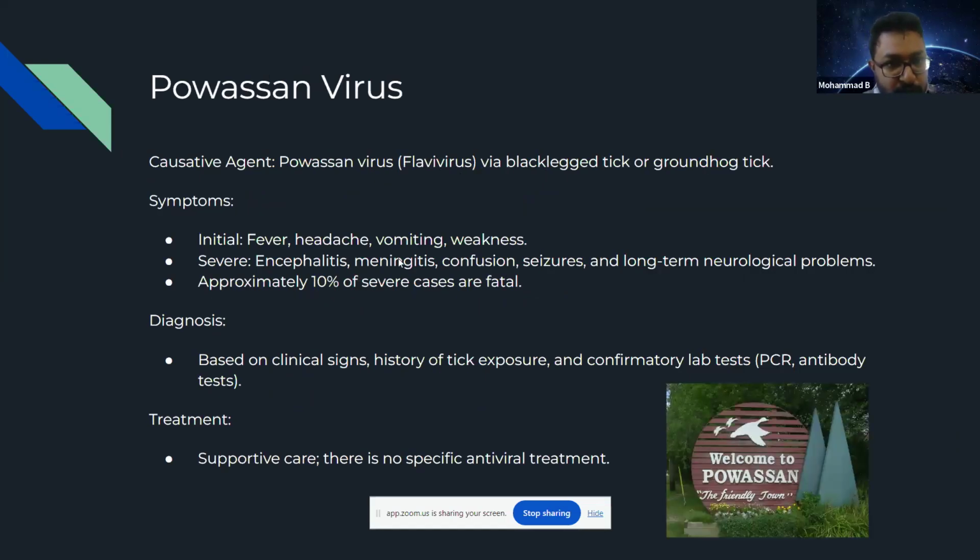Powassan virus. It originated in Canada, in Ontario. There's a small city called Powassan, and they first discovered Powassan over there, and it tends to cause encephalitis, meningitis, and other neurological symptoms. In some cases, people who have this virus die, and there's no way for us to treat it because it's a viral infection.